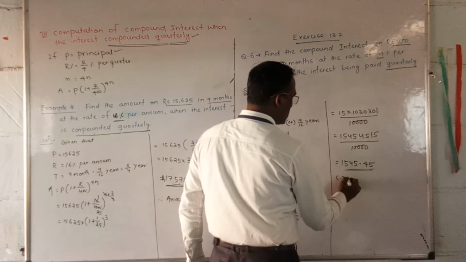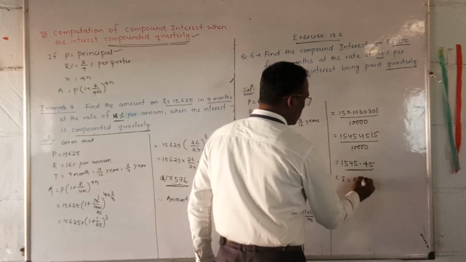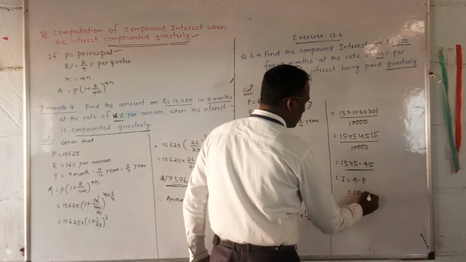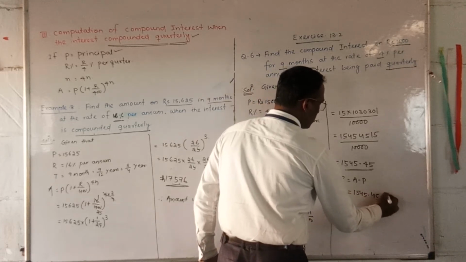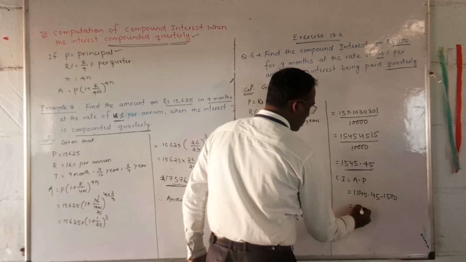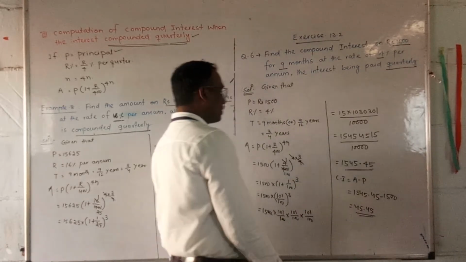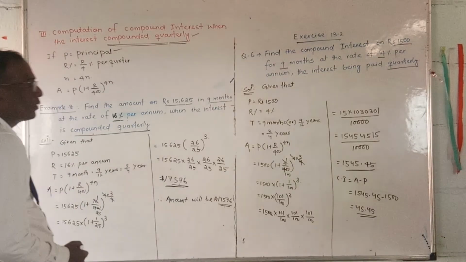So what is the compound interest? Compound interest is equal to amount minus principal. So amount, how much? 1545.45 minus 1500. So we'll get 45.45, 45 rupees 45 paise. It is our compound interest.